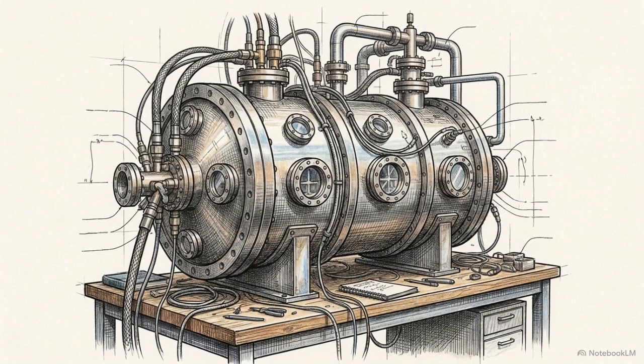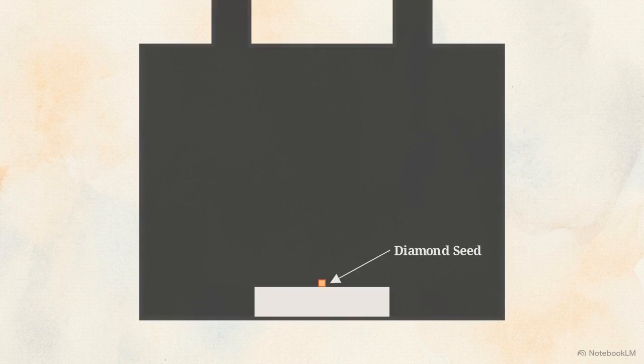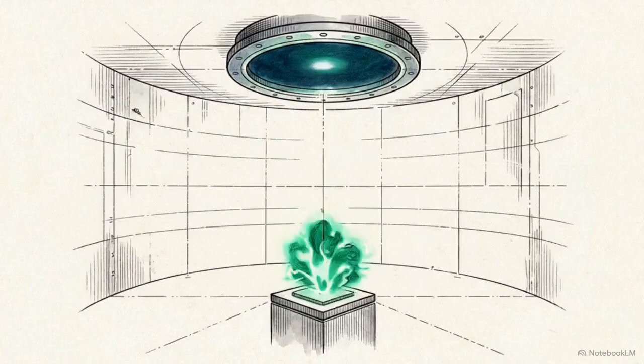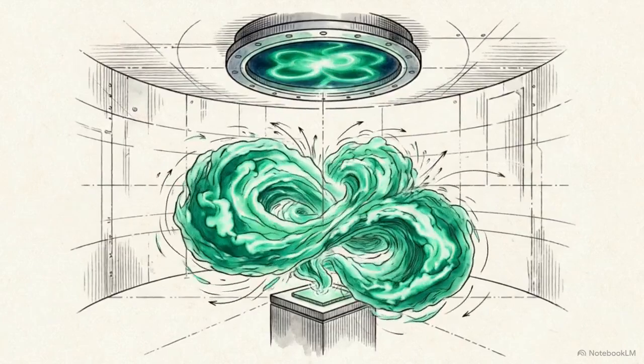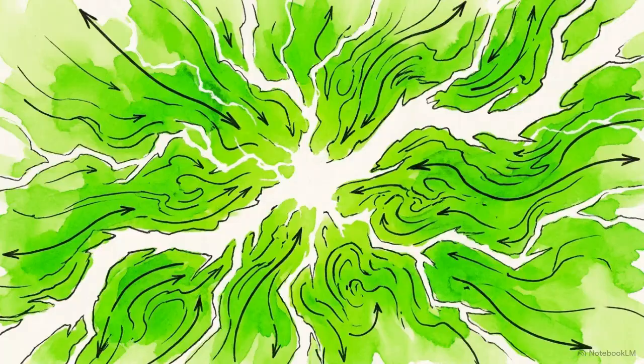called chemical vapor deposition. It works a bit like a high-tech oven. They place a tiny diamond seed inside a vacuum chamber, pump out all the air, and fill it with a very specific mixture of hydrogen and methane gas. Then they ignite it by blasting those gases with microwaves 10 times more powerful than the one in your kitchen. This supercharges the molecules, creating a volatile cloud of glowing green plasma.